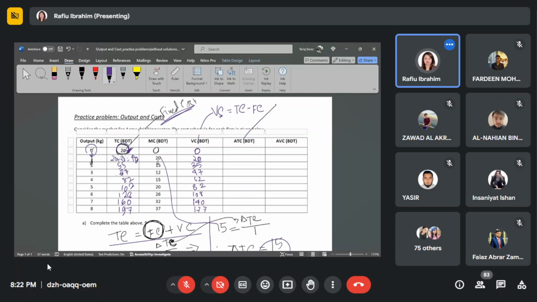The average total cost: total cost divided by total output. So total cost is the second column, total output is the first column. So dividing column 2 by column 1 gives the average total cost. The first one is zero, and then it's going to be 40. Then it's going to be 27.5. Try the rest, see if you can do it.